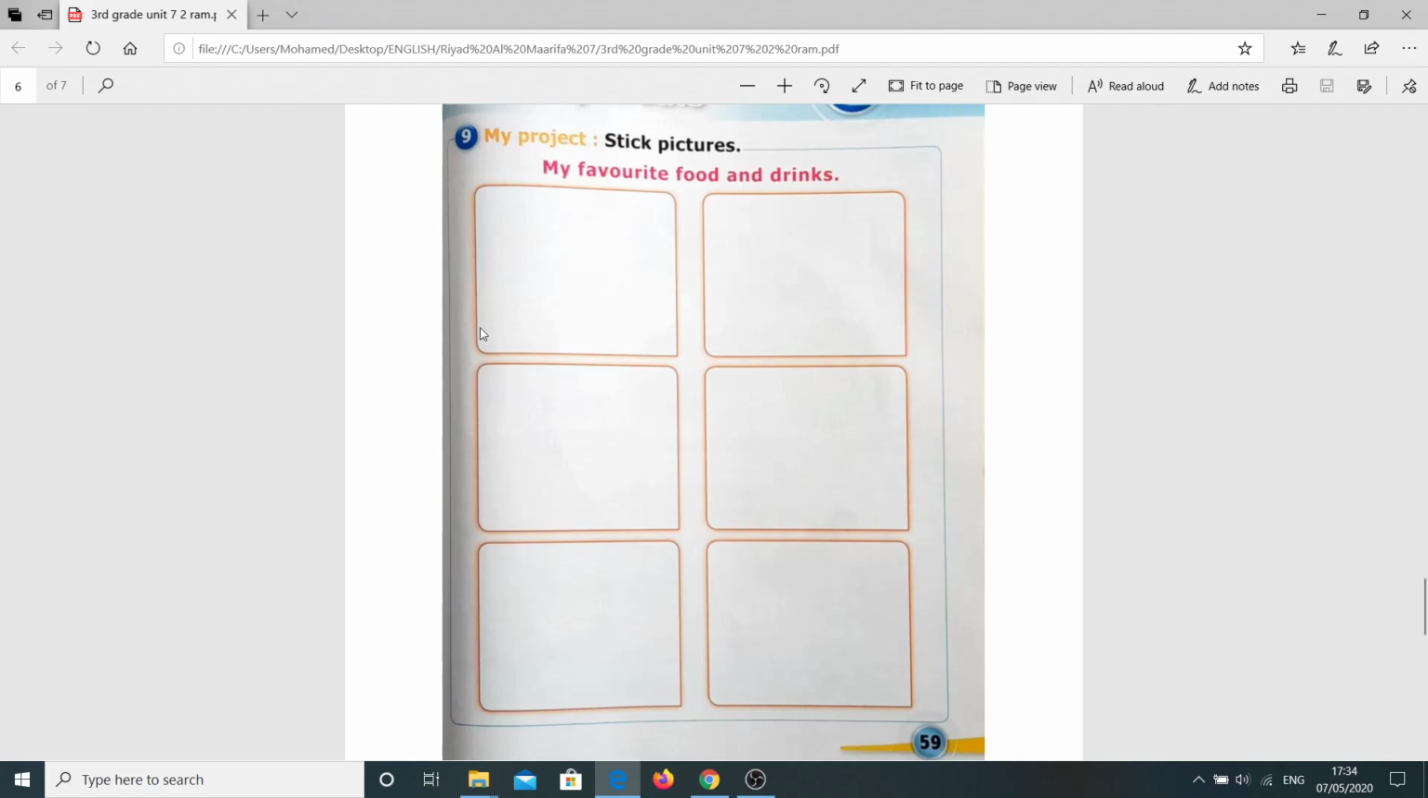Good. Now, page 59, sorry. You have a project where you need to stick pictures. You need to find pictures of your favorite food and drinks and stick them here. You can choose any food you want and any drinks you want.